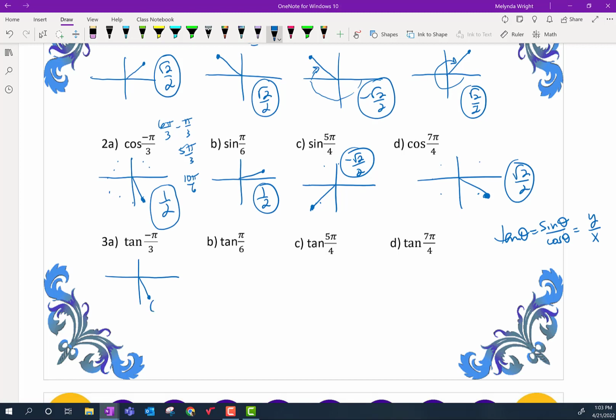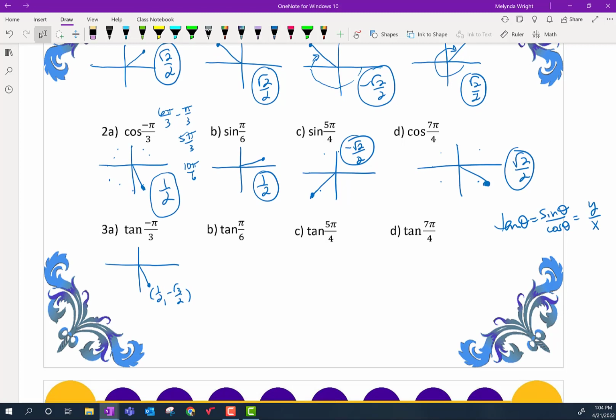For tangent, let's just write the coordinate point down. So we know that it's longer along the y. So it's going to be 1 half, negative root 3 over 2. And to find tangent, we're going to do a fraction. We're going to put the y coordinate over the x coordinate. So negative root 3 over 2 over 1 half. Some teachers teach us this keep, change, flip. Remember, to fix your complex fraction, keep the top, change division to multiplication, and flip the bottom. When you do that, you're going to get an answer of negative root 3.